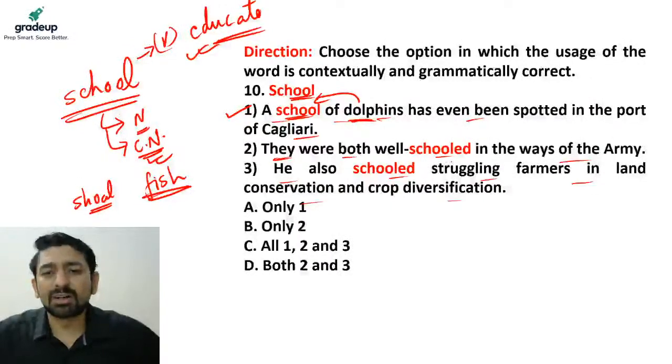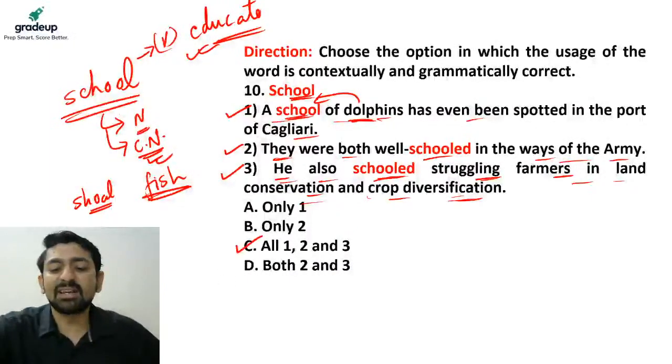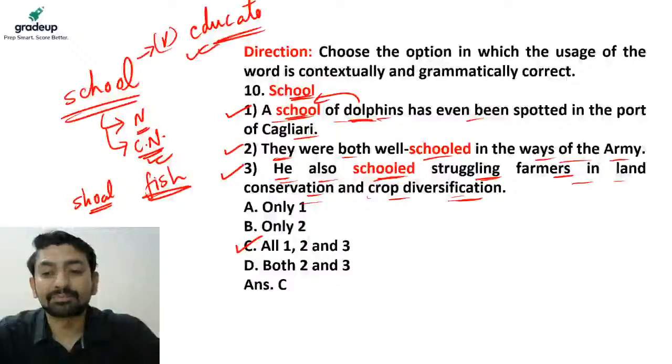Second sentence says, they were both well schooled in the ways of the army. Well schooled means well trained or well educated. Third sentence says, he also schooled struggling farmers in land conservation and crop diversification, which means he educated them. He gave them knowledge about land conservation and crop diversification. So he schooled or educated or trained them. Absolutely right. So the correct answer is C, which is all 1, 2 and 3.